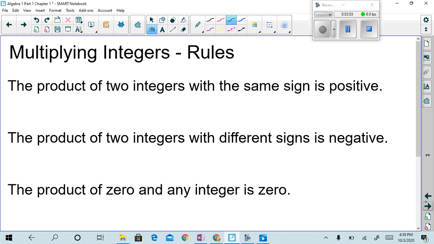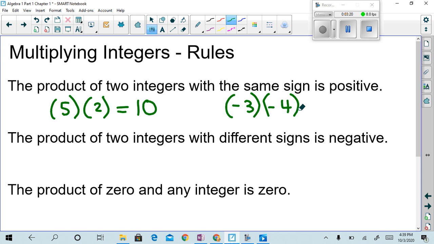Let's now look at these in the rule form. The product of 2 integers with the same sign is positive. You could have 5 times 2. 2 positives will give me a positive product. You could have -3 times a -4, and your product will be a +12. Same signs, positive product. Rule number 2, the product of 2 integers with different signs will be negative.